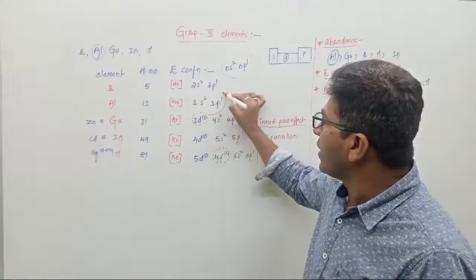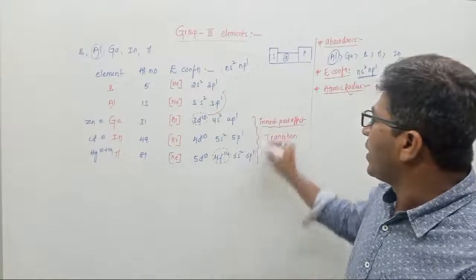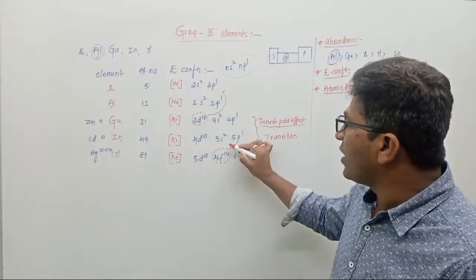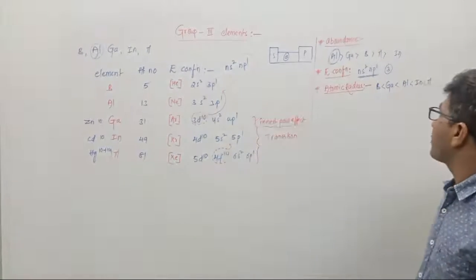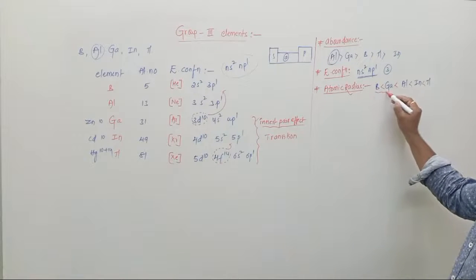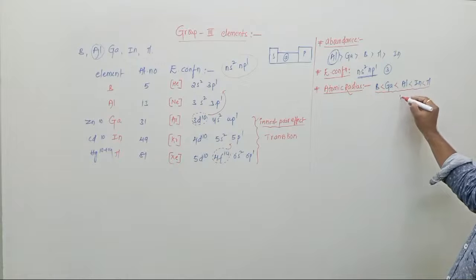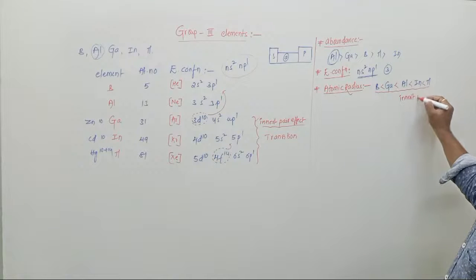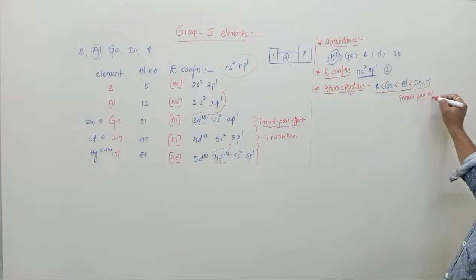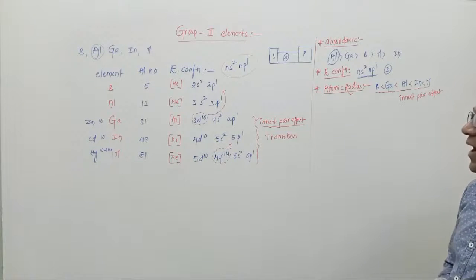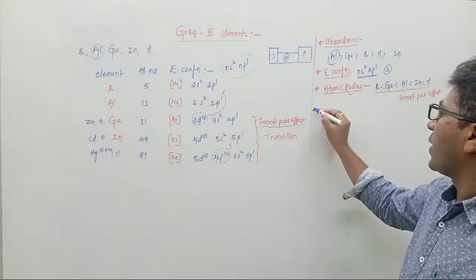The radius decreases. Then aluminium, that is the inert pair effect. Here also it decreases, but it is almost equal to indium. So this order follows an exception. The reason is the inert pair effect or the d and f transition effect. Next, go to the next property.